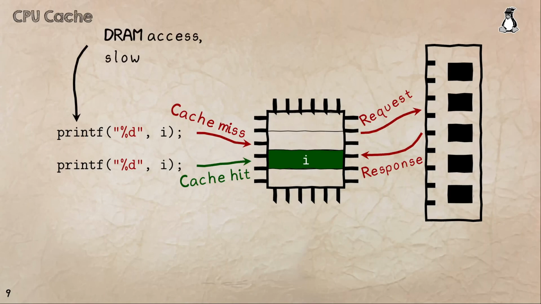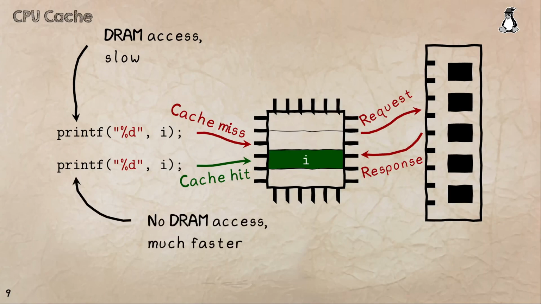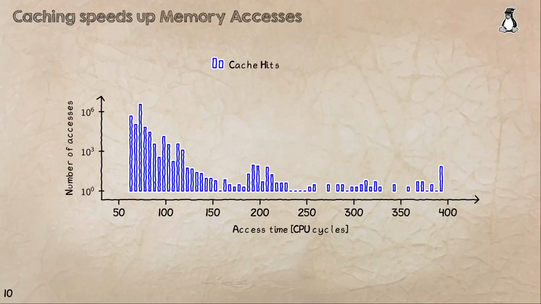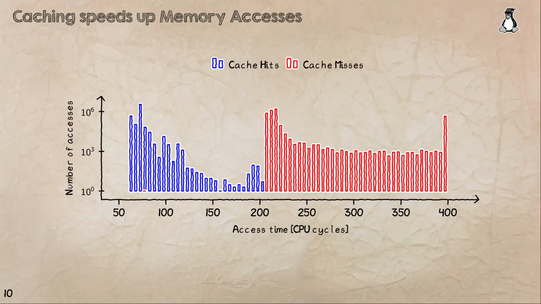So when we have a DRAM access, the overall execution time is slow. But if it's in the cache and we don't have a DRAM access, it's much faster. And this is very nice, because when we measure that, we see for cache hits, we are really, really fast. But for cache misses, it's slow, because we have to go first to the main memory. And this you can exploit. And this is where you need to listen very carefully.